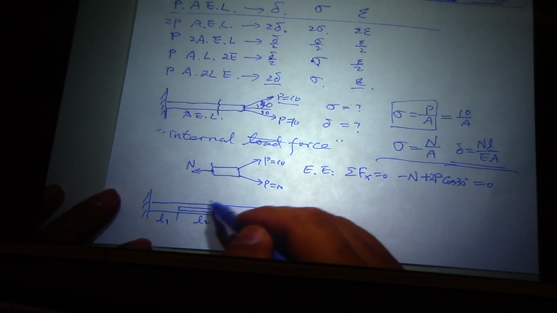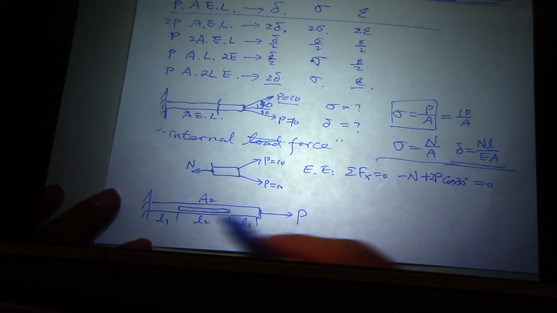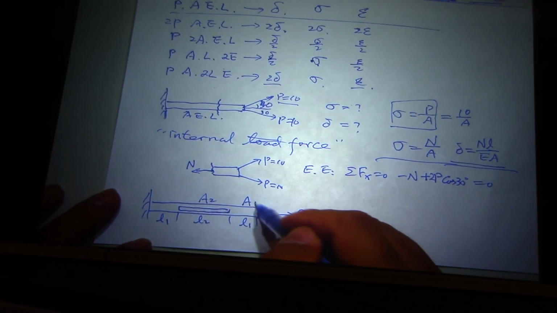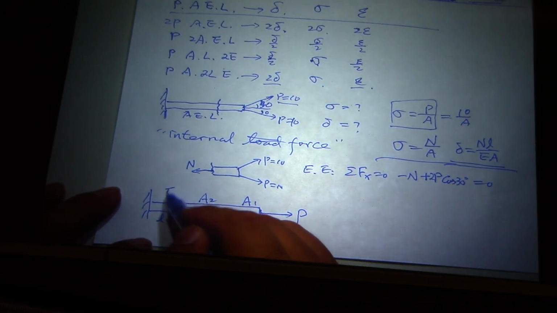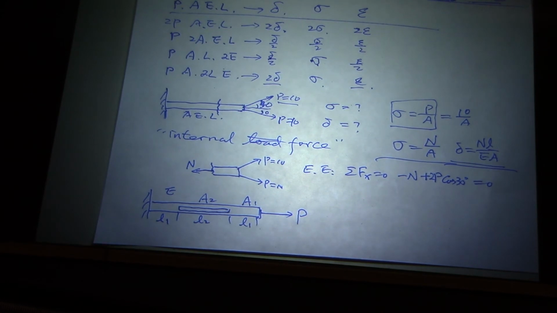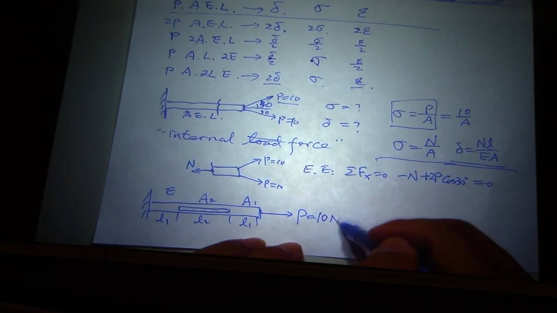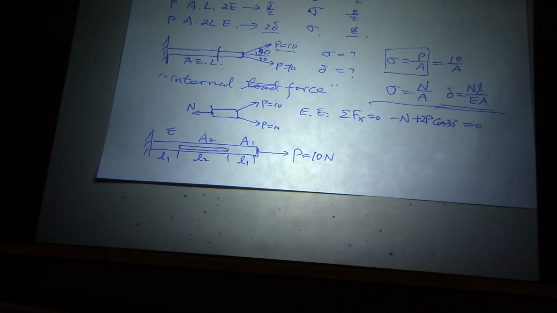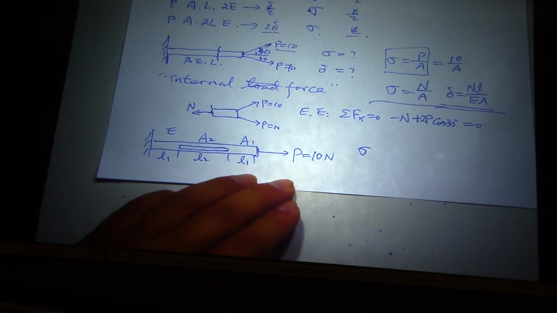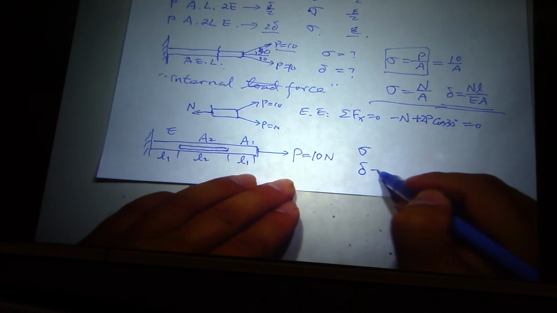And I know all the A's. So this part will be A2, and the other part without the hole is A1. And the material, I know the modulus is all the same. Now, for this bar, I apply a load P, and I know the value, let's say 10 Newton. How can you determine the stress in this bar, whether it's safe or not? And then how do you determine how much this bar is going to elongate?